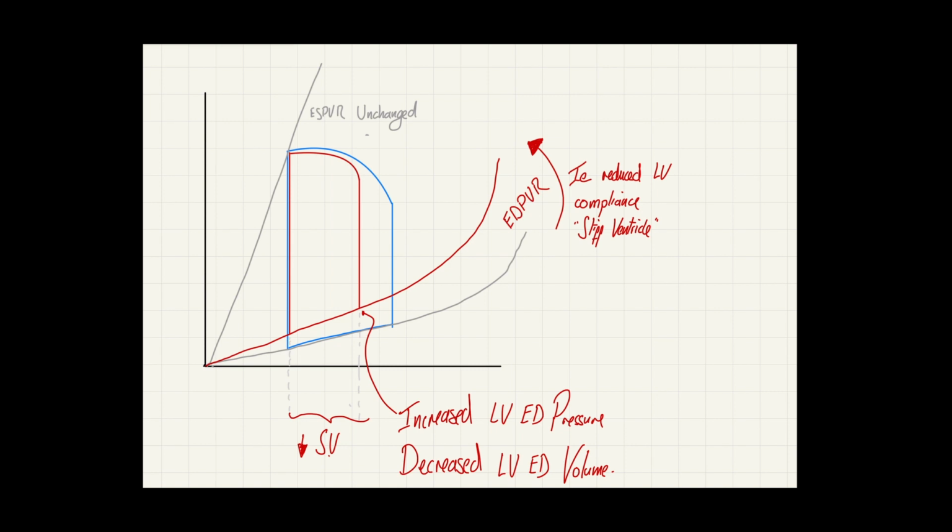Your contractility stays the same, and you eject to the same degree, i.e. you get back to that same line because your end systolic pressure volume relationship hasn't changed. Because filling is impaired, your stroke volume goes down.